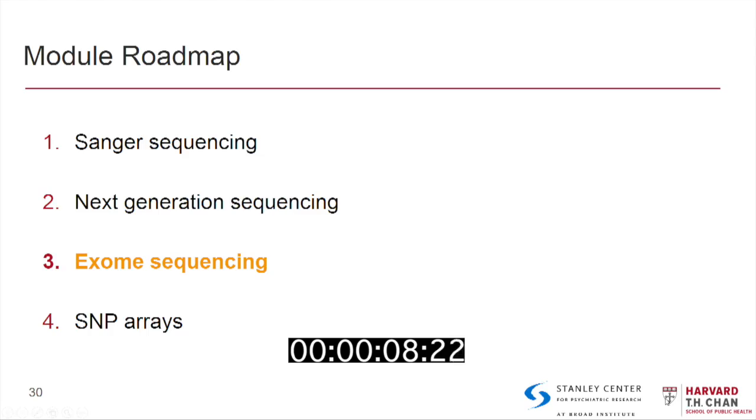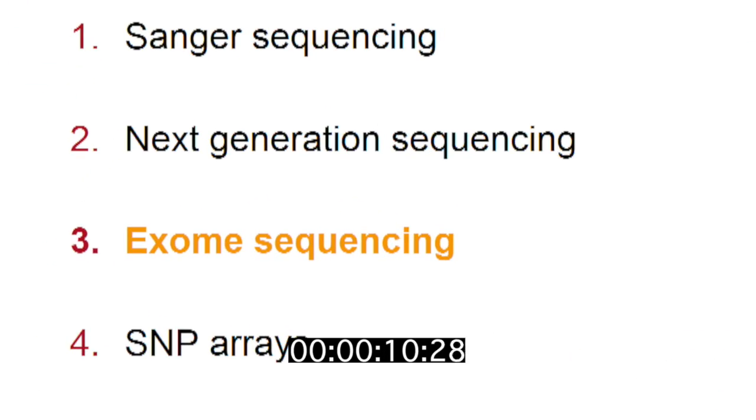All right, so in the past modules, we've discussed Sanger sequencing, next generation sequencing, and now we're going to zoom in on a particular aspect of next generation sequencing called exome sequencing. So one of the ways that researchers can get more bang for their buck in sequencing is by focusing on just the portions of the genome that they're most interested in.